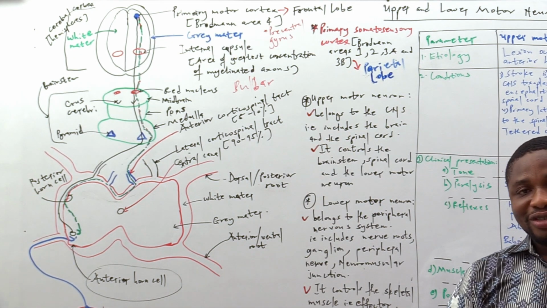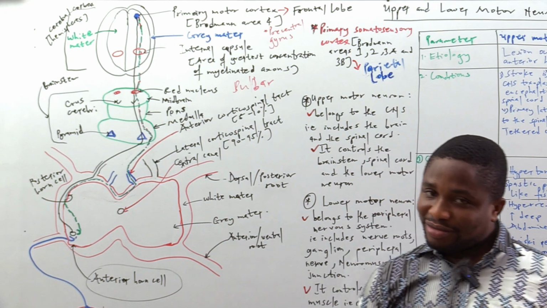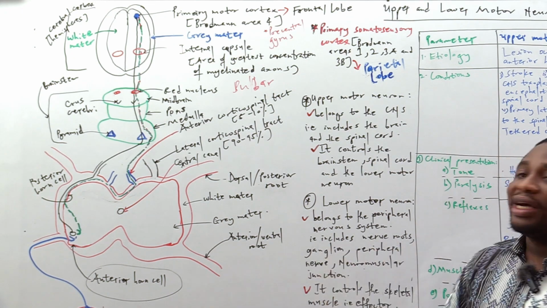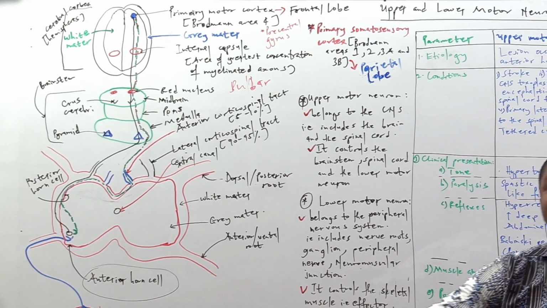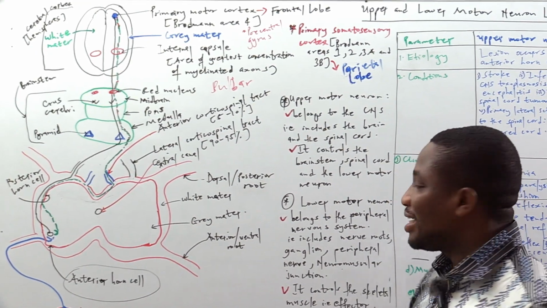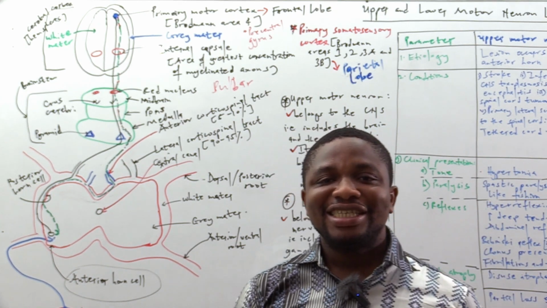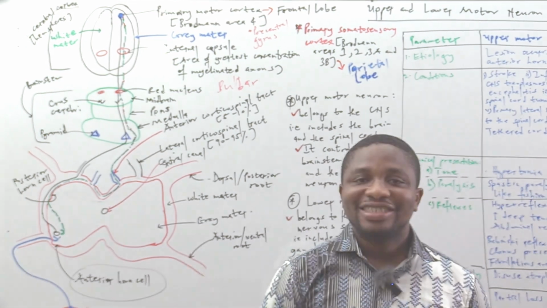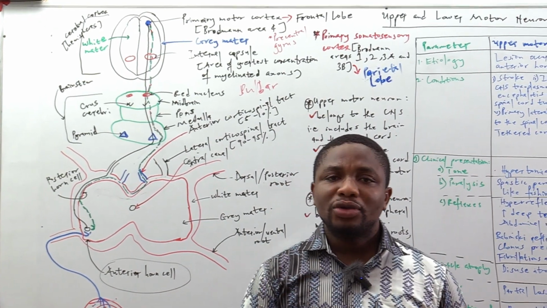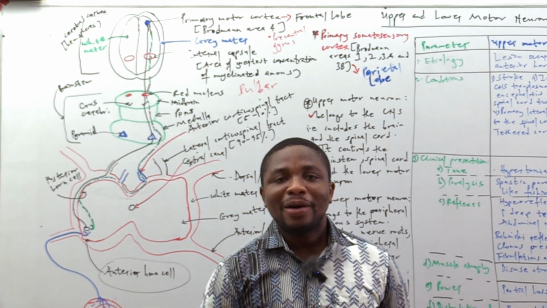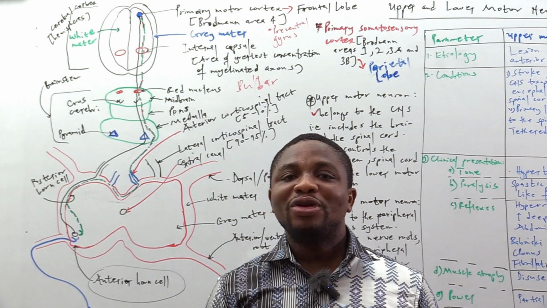What of the lower motor neuron? The lower motor neuron belongs to the peripheral nervous system, meaning it comprises the nerve roots that we've described here. We are talking about the ganglion, the peripheral nerves, the neuromuscular junction, and the effector, that's the skeletal muscle. I hope it's getting interesting as we are proceeding. The next thing we are going to be talking about is how to distinguish between upper motor neuron lesions and lower motor neuron lesions. And we are going to do that in a tabular format.